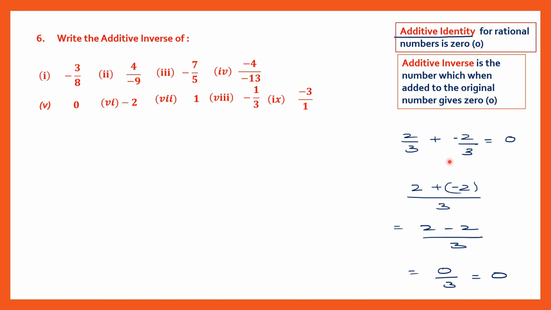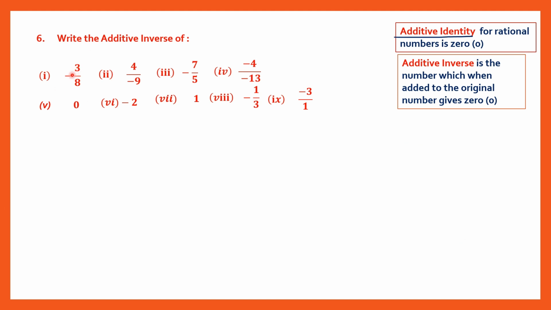So if the number is negative, you write the positive of that number. If the number is positive, you write the negative of that number. So let's begin with the first one. Let's write the additive inverse of minus 3 by 8. As you can see, minus 3 by 8 is a negative number. So the answer should be positive 3 by 8. This is our answer. It's very simple.